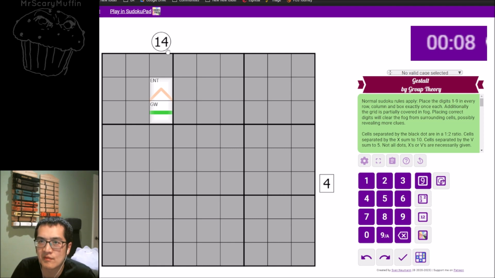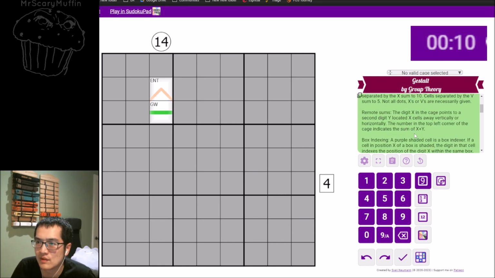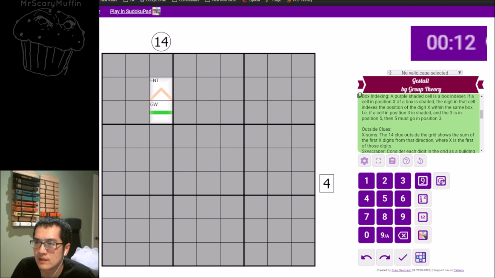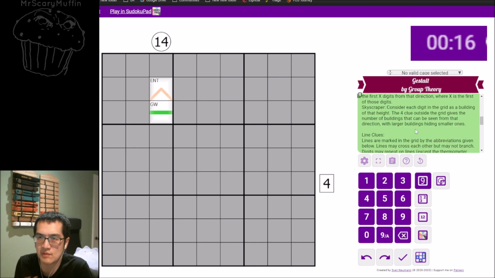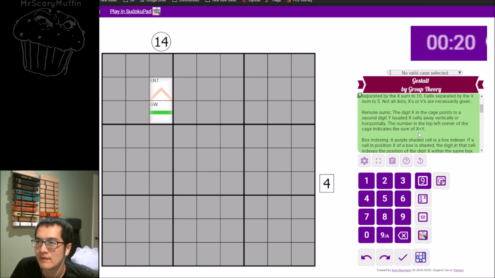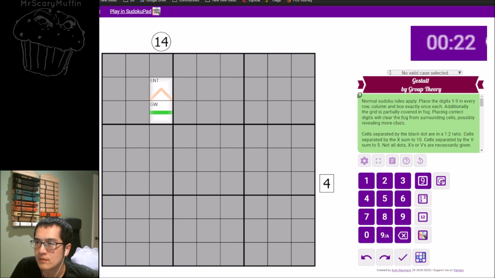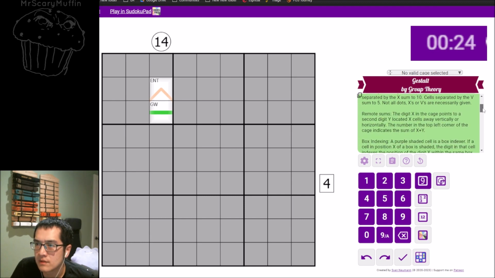Okay, so that's what they mean by 14 and 4. Every time there's a 14, that is an X sum, and every time there's a 4, that is a skyscraper. There's only one of each, never mind, but you know what I mean. The one clue that I didn't get was this remote sum, digit X in the cage. We don't have cages yet, so when we see a cage, we'll have to come back to it.